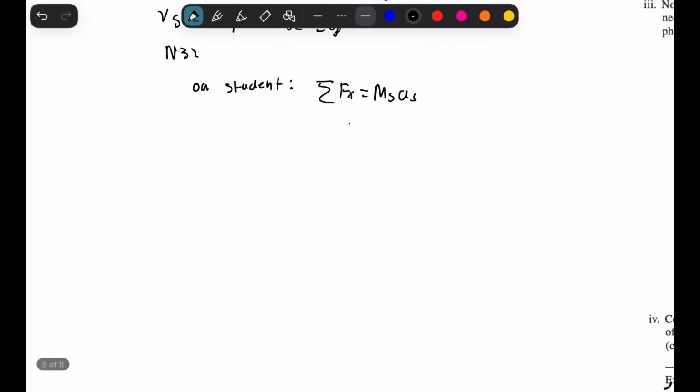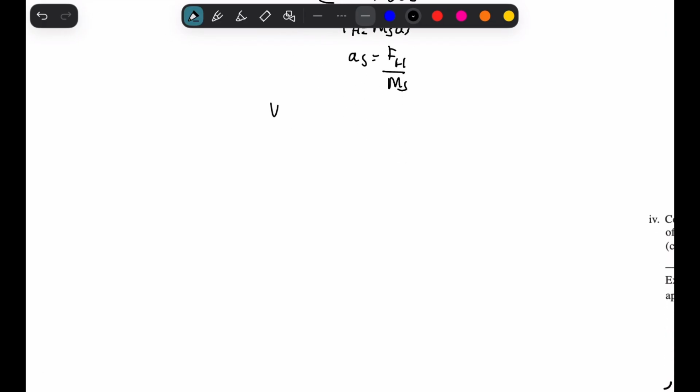So if you take the magnitude, F_H is equal to m_s a_s, and a_s is equal to the ratio of F_H over m_s. So then the student speed is going to be v_s(t) equals F_H over m_s times t. Then at the value t equal to t_f, v_s will be equal to this.